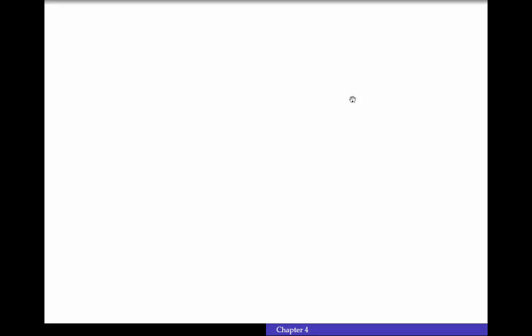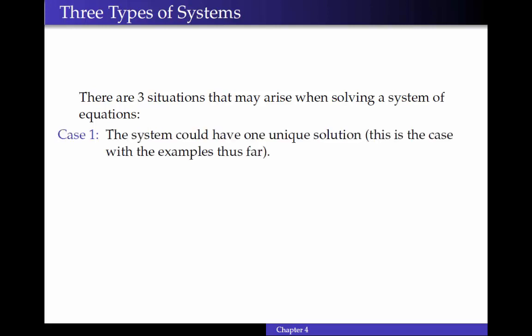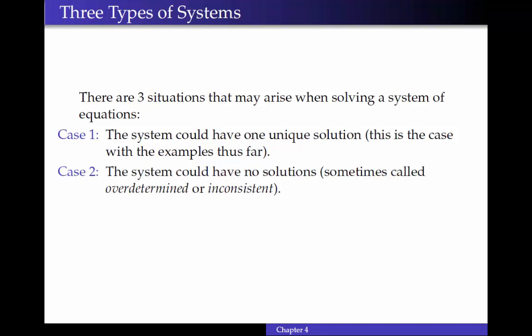Okay, so the next thing that we want to cover is the three different types of solutions to equations. So remember, we talked about this at the beginning. There's three situations that can arise when we solve a system of equations. The system could have one unique solution. And so this is the case with all of the examples that we've done in these lectures and in the worksheets so far. But the system could also have no solutions.